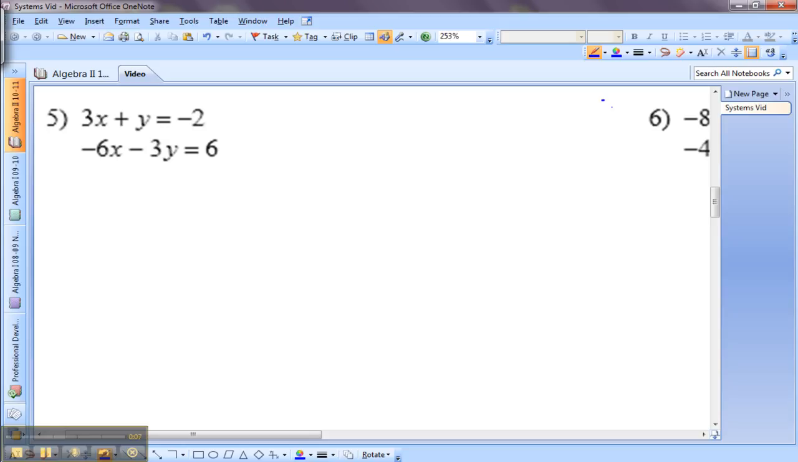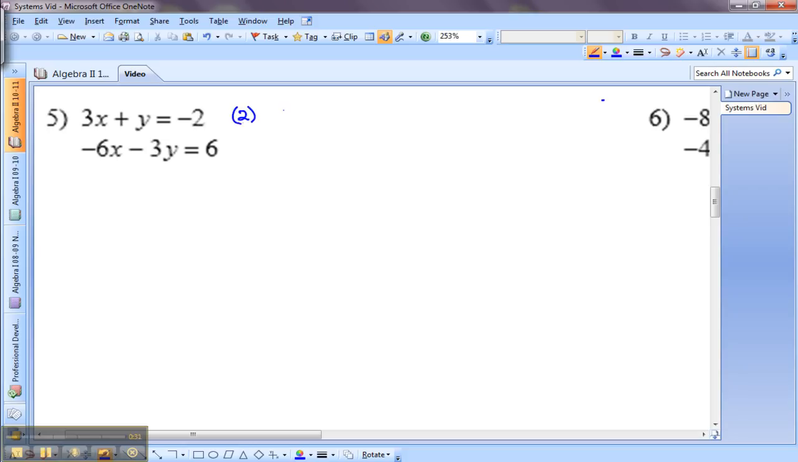In problem number 5, we see that our coefficients for x are 3 and negative 6. Since they're not the same value, we're going to have to change the equations to make them the same. So when we look at 3 and 6, I know that I can multiply 3 times 2 to get 6, so I am going to multiply this first equation by 2.